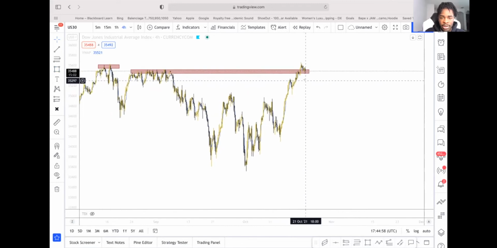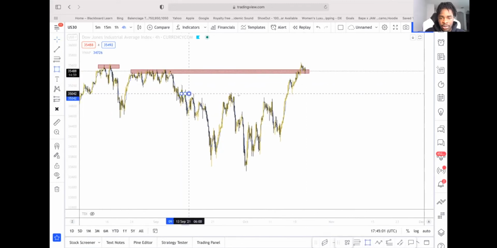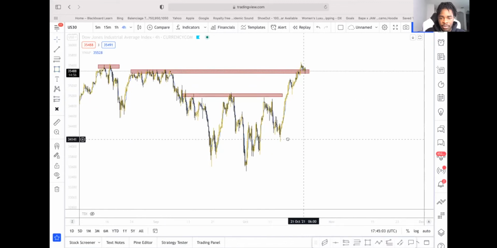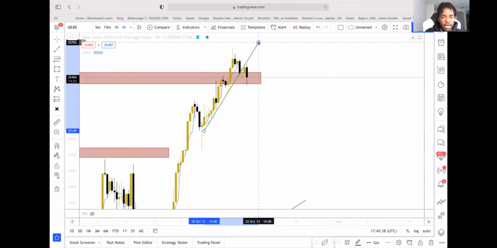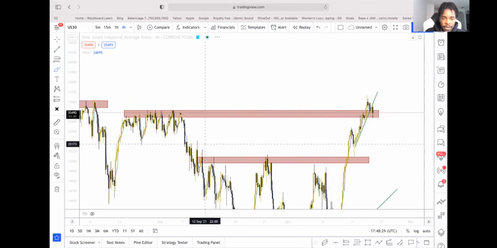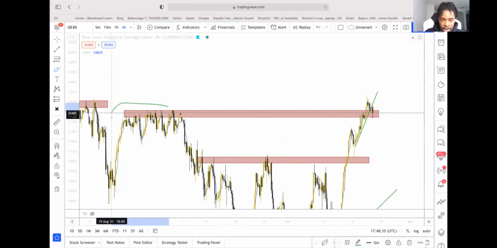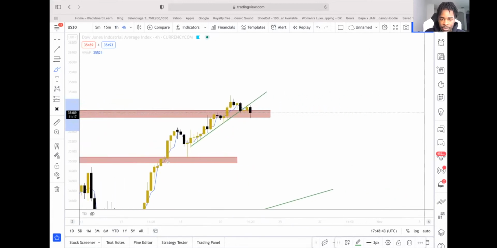Just drawing up key areas where there was resistance or key support areas, just so I know. Usually when I mark this up, I don't have to mark it up again. So I'm just marking up my trend lines in the 4 hour. Okay, so in the 4 hour, we noticed that this big old resistance area right here has now turned into support after breaking that trend line. The trend line was broken, and there's a big wick right here.